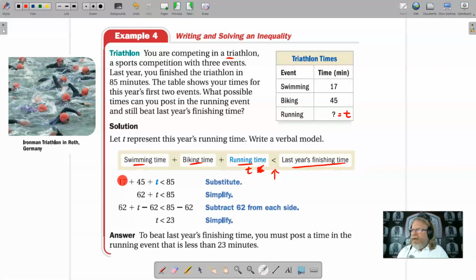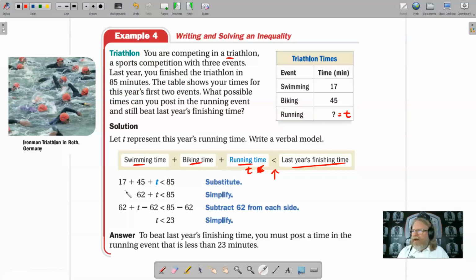Swimming time, 17, we get it from the table, plus the biking time, 45, again we get that from the table, plus whatever our running time is, we're calling that T, and we want that to be less than whatever last year's time was, which we got from the paragraph at the beginning, 85 minutes. Now we substitute everything in, now we can go ahead and solve.